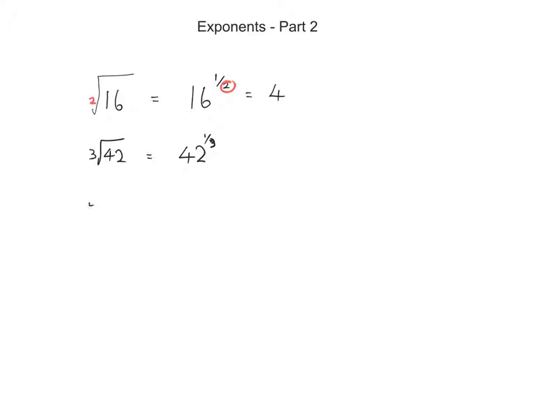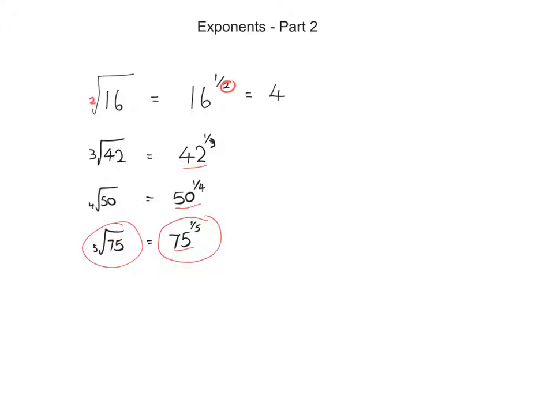The fourth root of 50 would be 50 to the 1/4. The fifth root of 75 would be 75 to the 1/5. As you can see, with each of these, on the left and on the right, we're not actually going to work them out. You'd need a calculator. But the idea is just to transform radical into exponential.